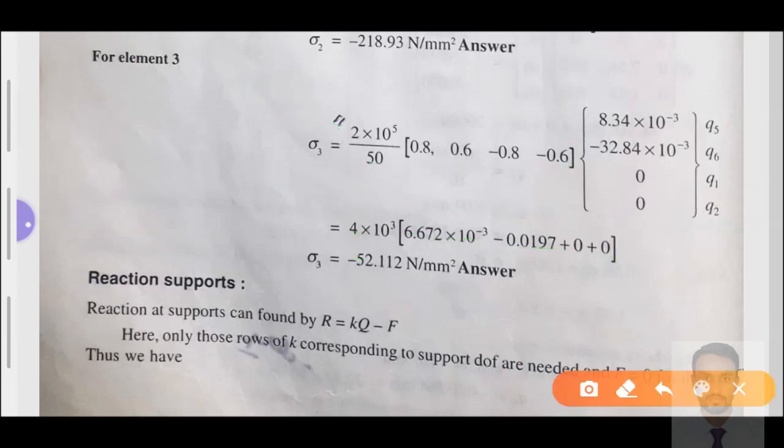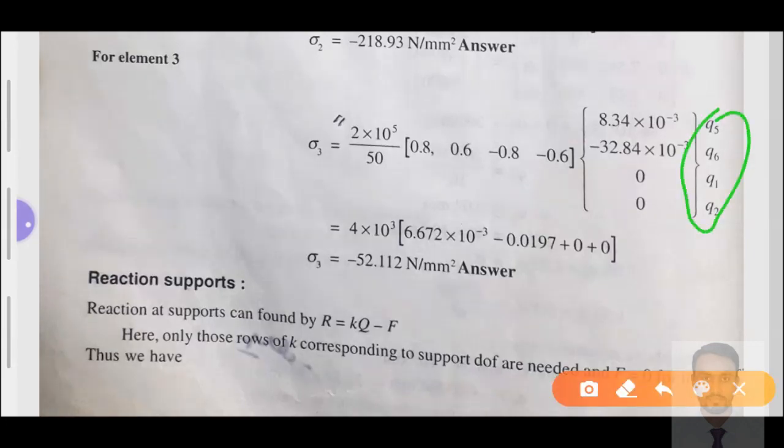Stress induced in element number 3 is equal to minus 52.112 Newton per millimeter square. We have found the stresses in each element. Similarly, you find it for element number 4. You will get the stress in element number 4.